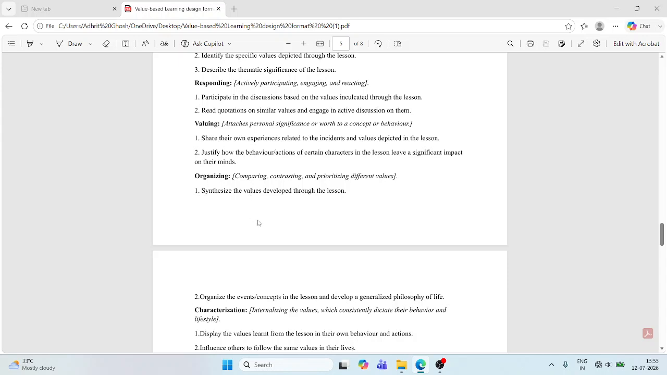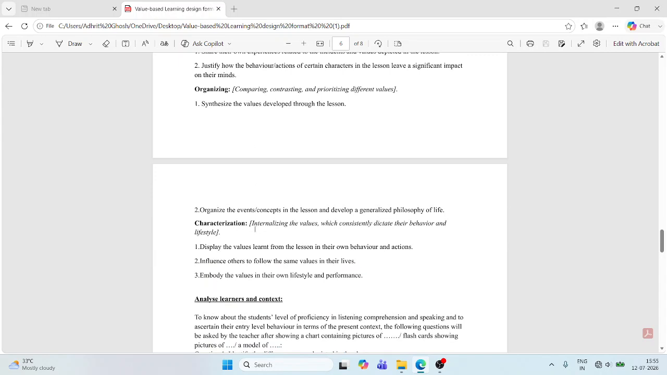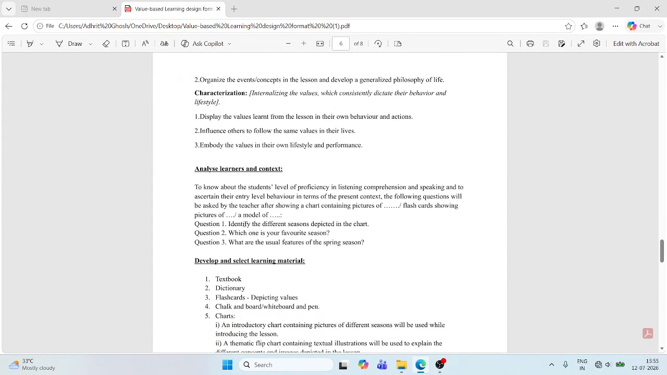And then you have organizing, that is comparing, contrasting, and prioritizing. Here they will synthesize the values developed through the lesson, and then organize the concepts or the events in the lesson and develop a generalized philosophy of life. In case of the final level, that is characterization, the individuals are internalizing the values. Internalizing means absorbing them into their own lives, or understanding of life. So in that case, the students will consistently depict them through their behavior, manifest them in their behavior and their characters.